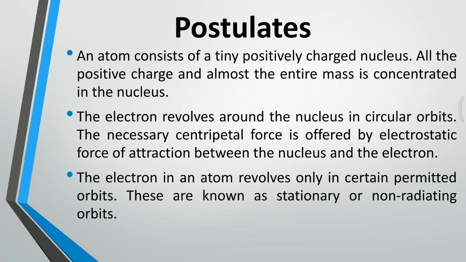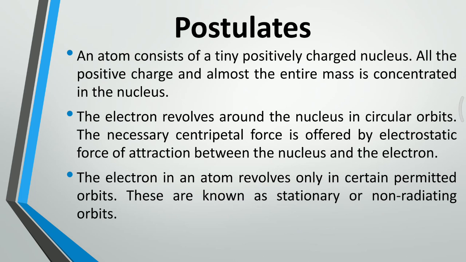Then what is according to Bohr? He put forward all these concepts in the form of postulates. They are said to be the postulates of Bohr's theory. Then what are the postulates of Bohr's theory? An atom consists of a tiny positively charged nucleus in which the entire mass and positive charge is assumed to be concentrated in a small central core called the nucleus, and the electrons are revolving around the nucleus in circular orbits. Whenever these electrons are revolving in the circular orbits, the necessary centripetal force is offered by the electrostatic force of attraction between the electron and the nucleus.